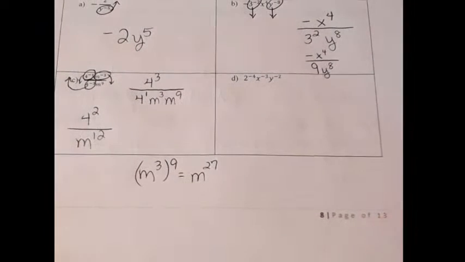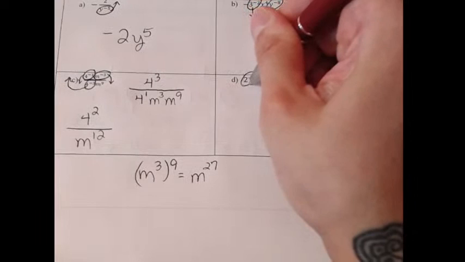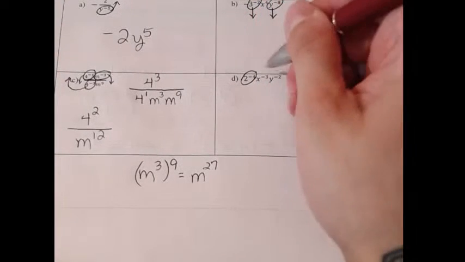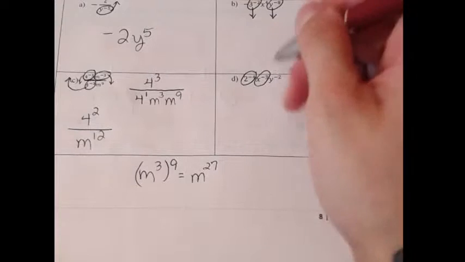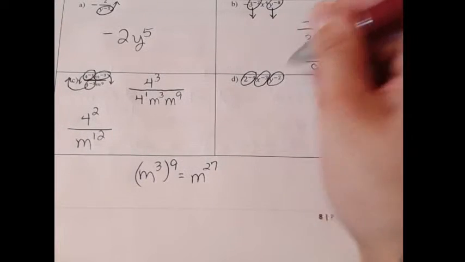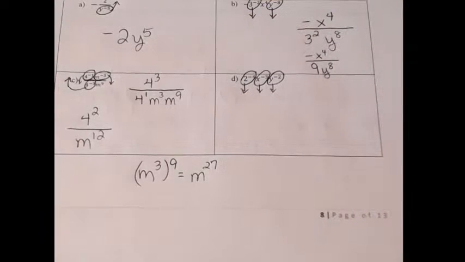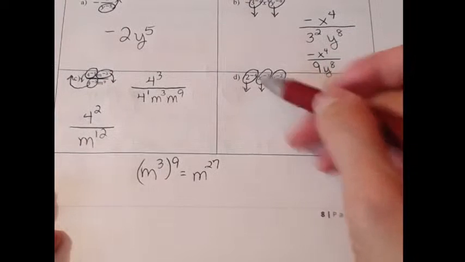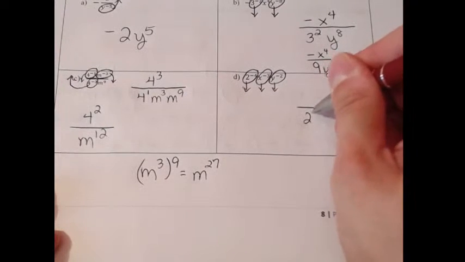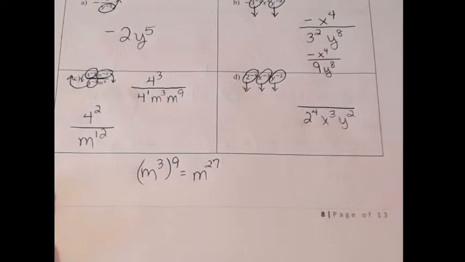Part D, notice we have 2 to the negative fourth, x to the negative third, y to the negative second. What do you know? They all are going to move to the denominator, right? They're all in the numerator, so they are all going to move to the denominator. So it becomes 2 to the positive fourth, x to the positive 3, y to the positive second.